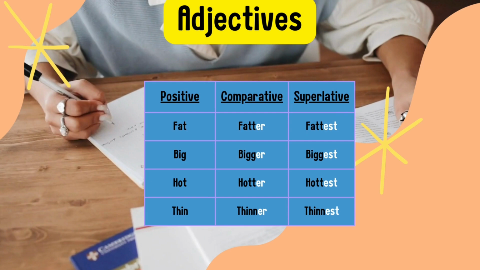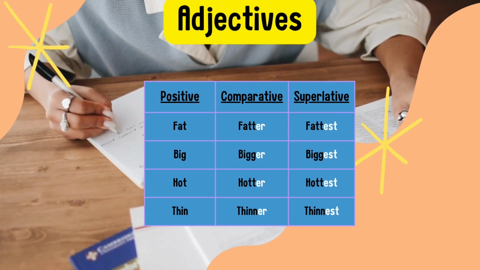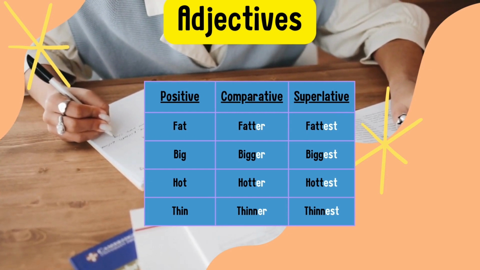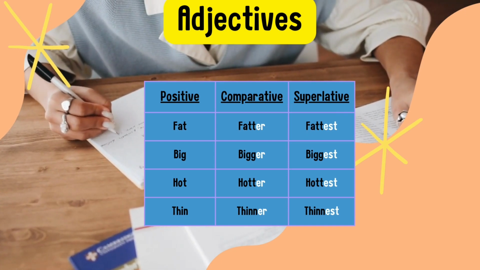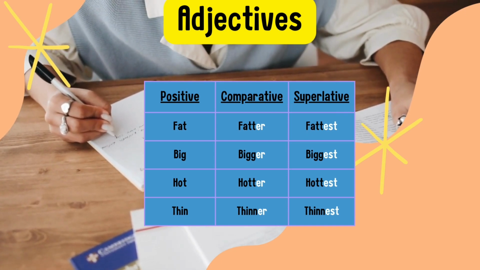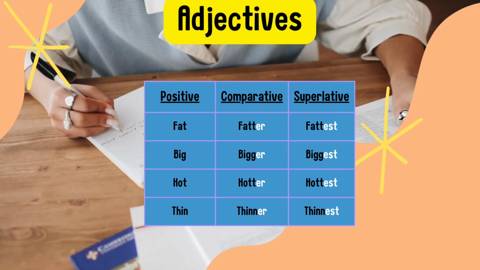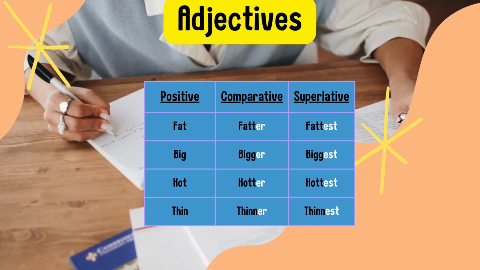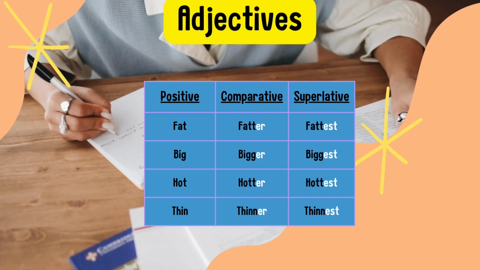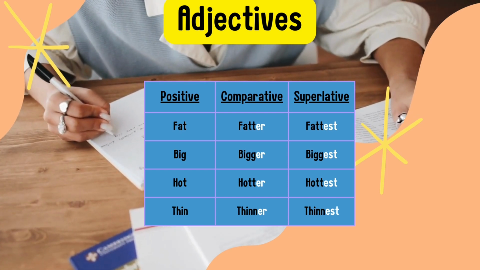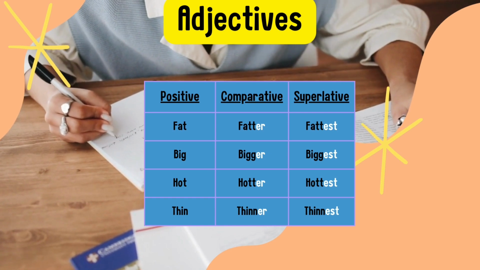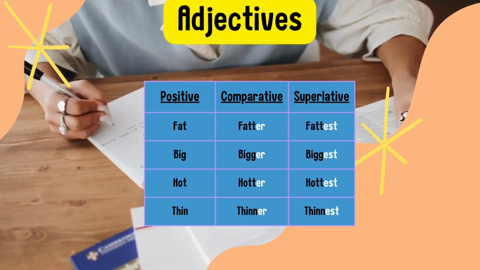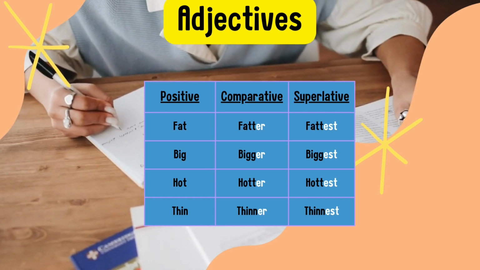Doubling the end letter and adding er in the comparative degree, est in the superlative degree. Fat, fatter, fattest; big, bigger, biggest; hot, hotter, hottest; thin, thinner, thinnest. So far we saw single syllable words. There we need to add er or ier in the comparative, est or iest in the superlative degree.